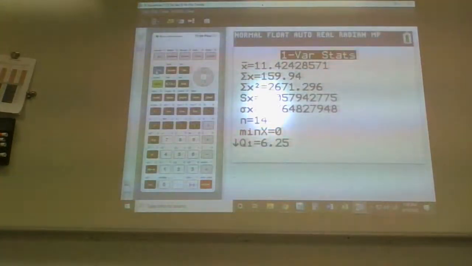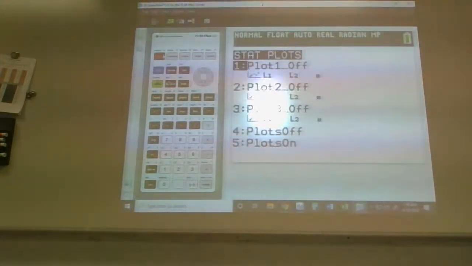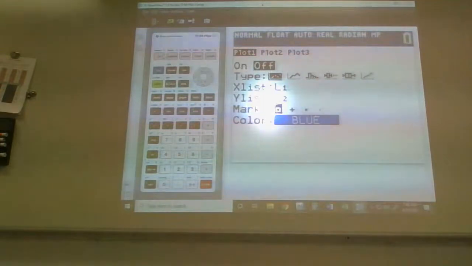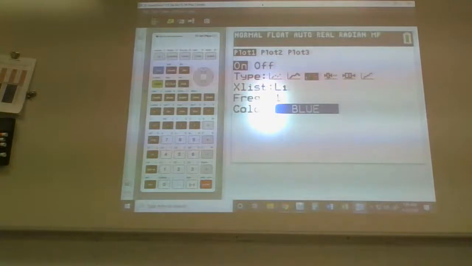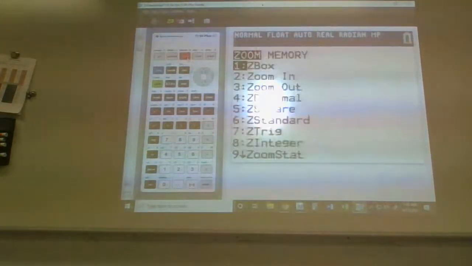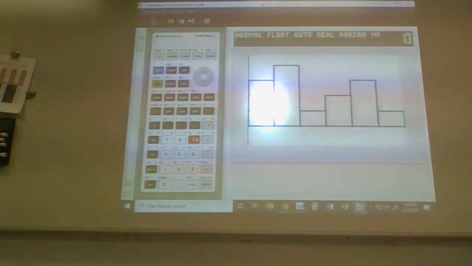And again, this is good practice for you if you don't remember how to do this. Second, y equals. Turn that plot on. I need to look at a histogram. List one. Everything's good there so far. It's on a histogram, list one. I'm going to zoom 9 it. This problem, man. I am going to copy down that histogram.